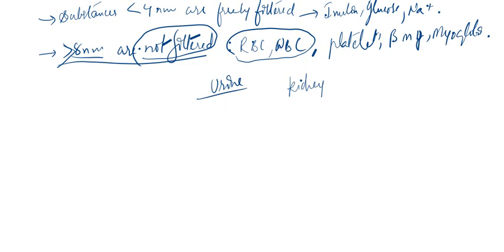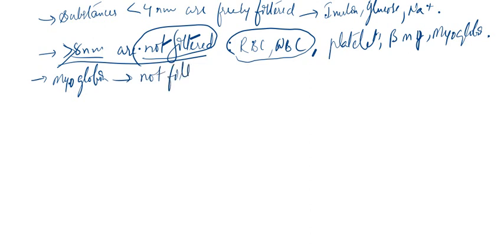Now myoglobins are actually not filtered. What is meant by myoglobin? Hemoglobin present in the muscle component is called myoglobin. Myoglobins are not filtered because they are bound to plasma proteins. That is actually the main reason. And one more thing: hemoglobin binds to haptoglobin, so it's not filtered.